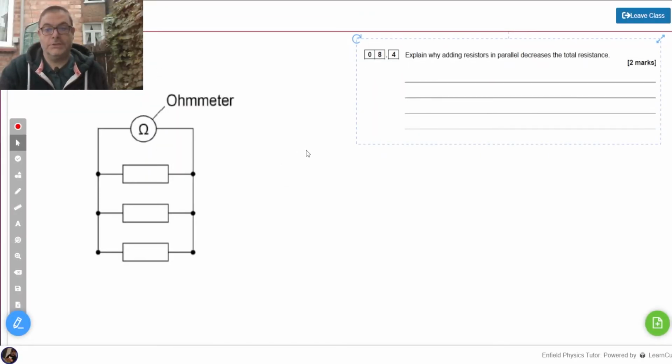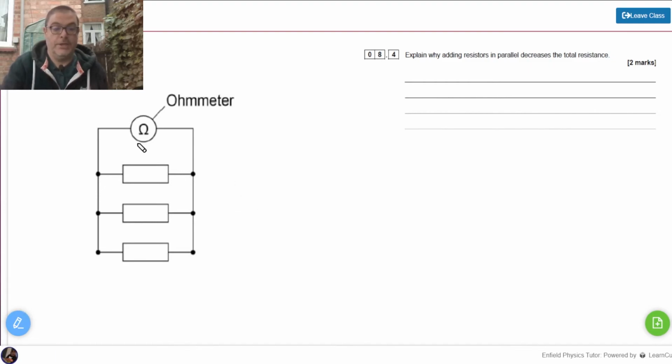8.4 asks us to explain why adding more resistors in parallel decreases the total resistance. Okay, so here's the original diagram, and I'm going to add a cell across here like that. After all, we need a power supply really, don't we? And then within that diagram, I'm going to add an ammeter like so.